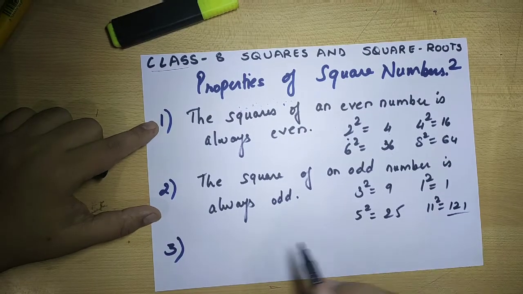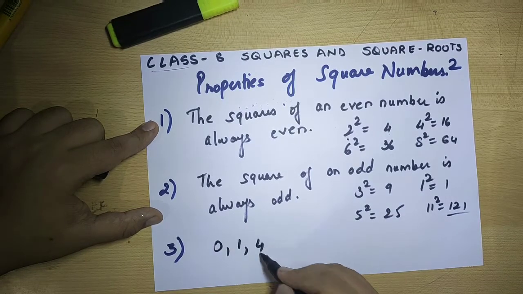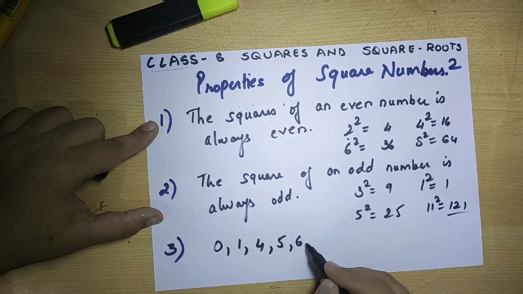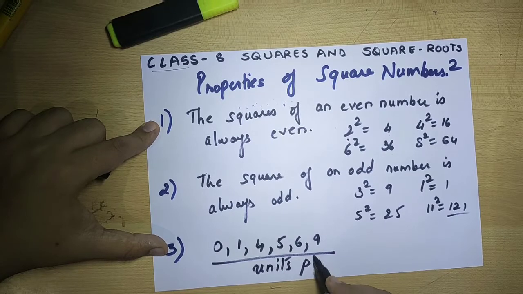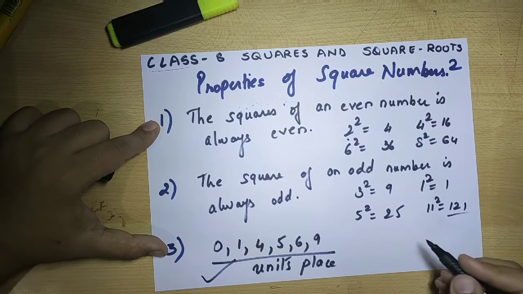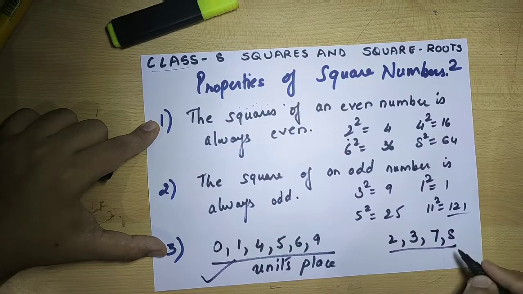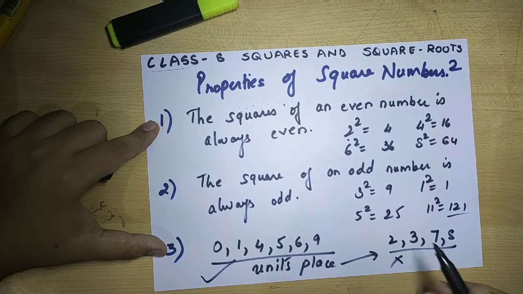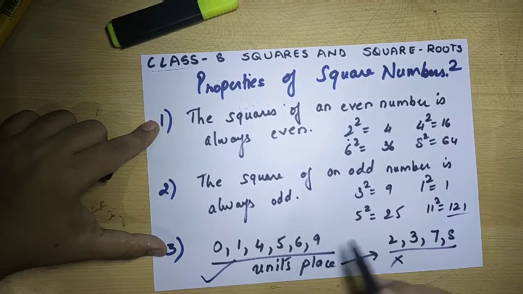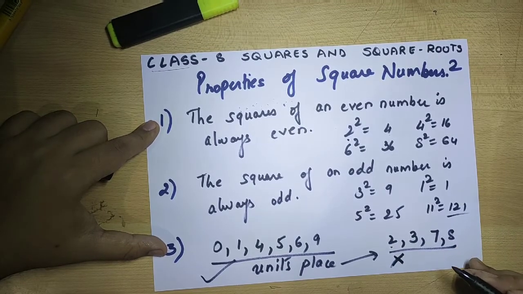We can see that the squares always have 0, 1, 4, 5, 6, 9 at the units place. What it does not have is 2, 3, 7, 8. It does not have them at the unit place. So it is very clear that if a number is ending with 2, 3, 7, 8, it can never be a perfect square.